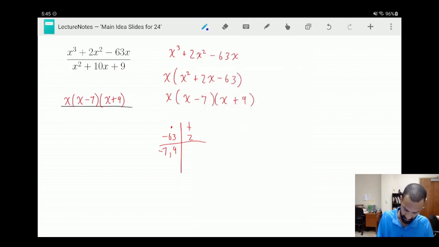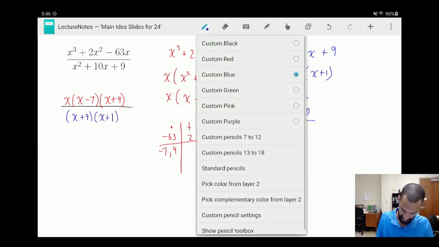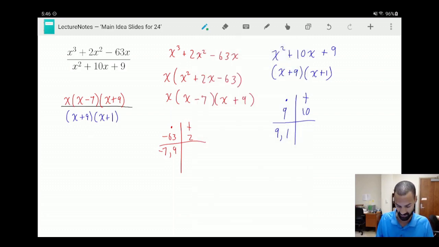Now for the denominator, x squared plus 10x plus 9. I need two numbers that multiply together to be 9 but add together to be 10. That one's not too hard. 9 and 1, right? 9 times 1 is 9. 9 plus 1 is 10. So this will factor to be x plus 9, x plus 1.